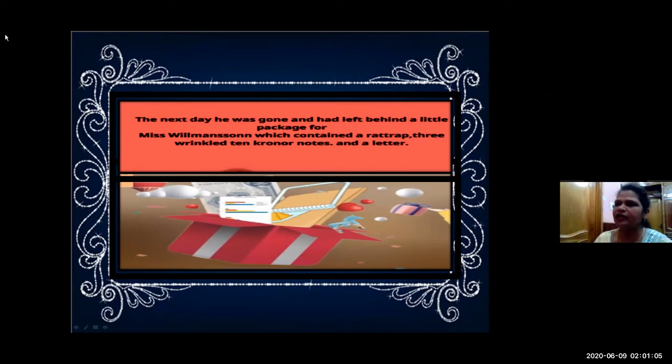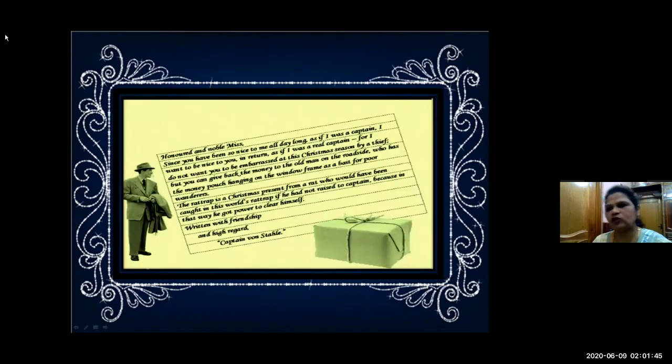So he very hurriedly came back, and the very first thing they asked the servant about this person. But the servant told that he has gone, but he has left behind a little package for Miss Willmansson, which contained a rat trap, three wrinkled ten kroner notes, and a letter. The gift was so badly wrapped that the moment the daughter took it into her hands, she could find out what the various things were. So the daughter was very curious to read the letter, to see what was written there.